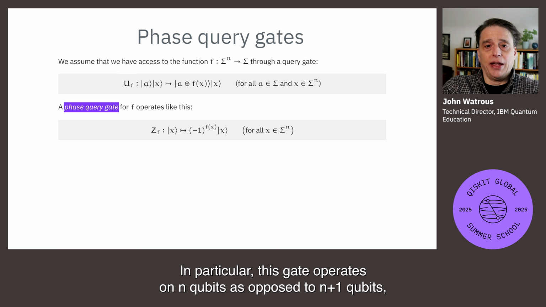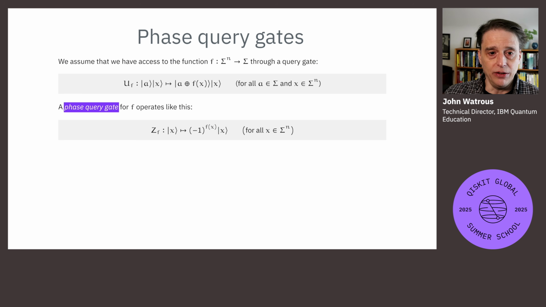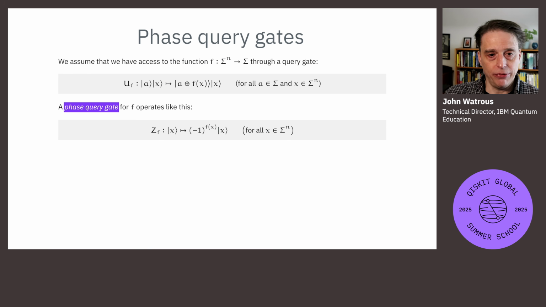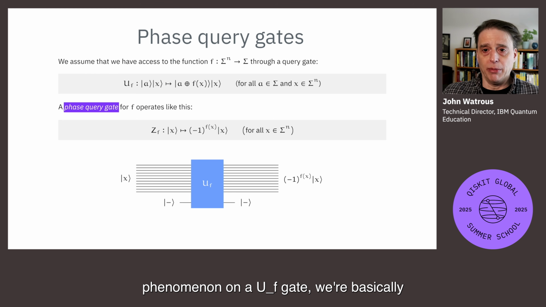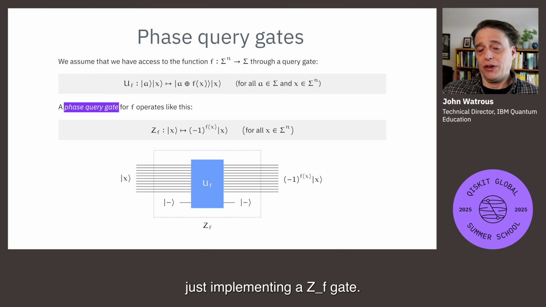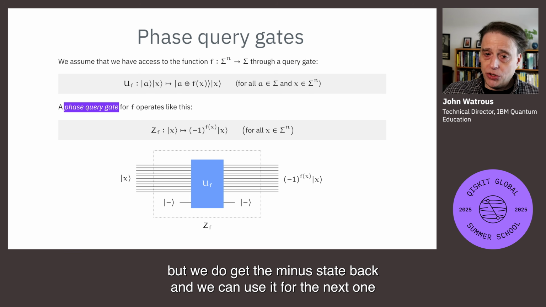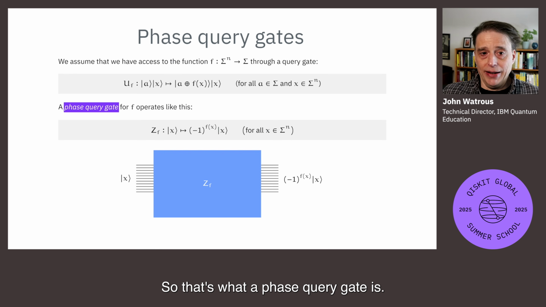In particular, this gate operates on little n qubits as opposed to little n plus 1 qubits, and it basically just kicks the function value into the phase rather than XORing the output value to an additional qubit like we have for UF. So if we think about what happens when we use the phase kickback phenomenon on a UF gate, we're basically just implementing a ZF gate. We need a minus state, and it costs one evaluation of UF, but we do get the minus state back, and we can use it for the next one if we want to, or we could just throw it away. So that's what a phase query gate is.